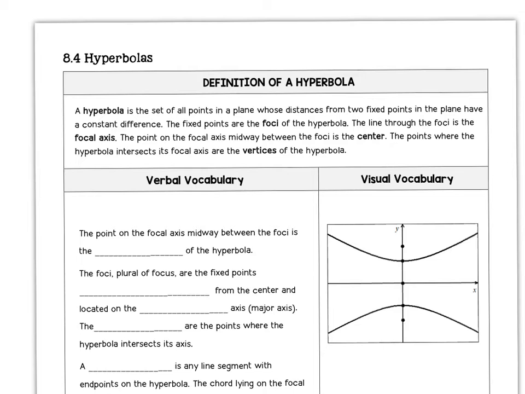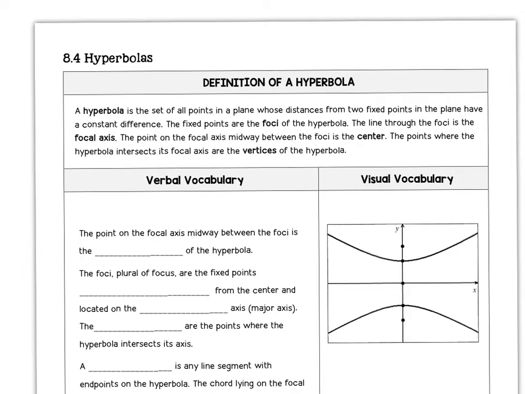So let's go ahead and put this here. We're just going to look at the vocabulary. They tell us this at the top, you know you can read that. The fixed points are the foci of the hyperbola. The line through the foci is the focal axis. The point on the focal axis midway between the foci is the center. The points where the hyperbola intersects its focal axis are the vertices of the hyperbola.